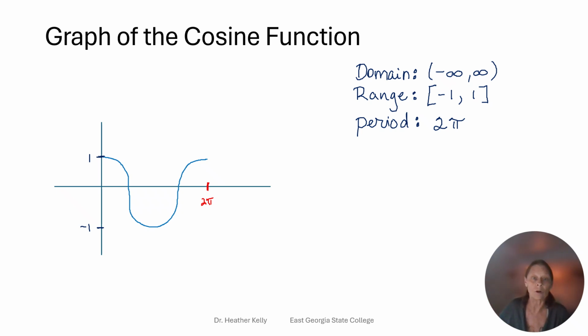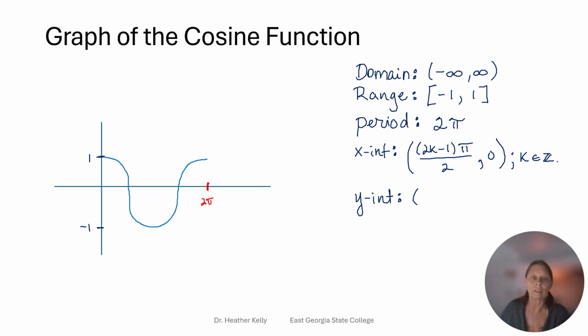We also need to talk about our x-intercepts. And x-intercepts happen at all the odd multiples of pi over 2. So we would say 2k minus 1 pi over 2, comma 0 is all the x-intercepts where k is an element of the integers. And we talked about this notation last class. And the y-intercept here, as you can see, is 0 and 1.